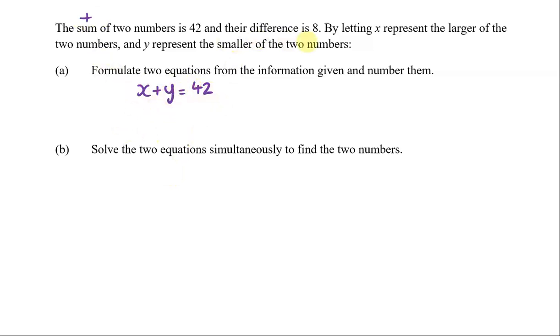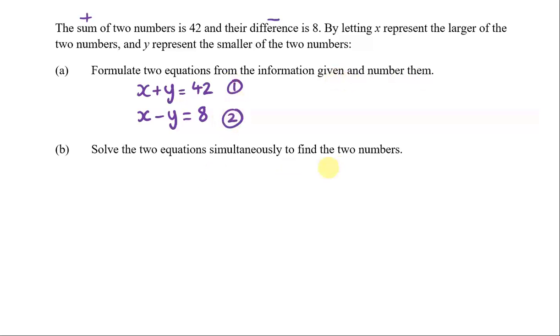So one equation is x plus y is equal to 42. We also know their difference is 8. Now when we see difference, that means subtraction. If we think about the difference between people's ages, the difference between distances travelled, we subtract to find that difference. So if we take our larger number x, and we take away our smaller number y, that is going to be equal to 8. The biggest number, take away the smallest number, equals 8. So we have two equations. Now we need to number them. Let's call this one number 1 and this one number 2.